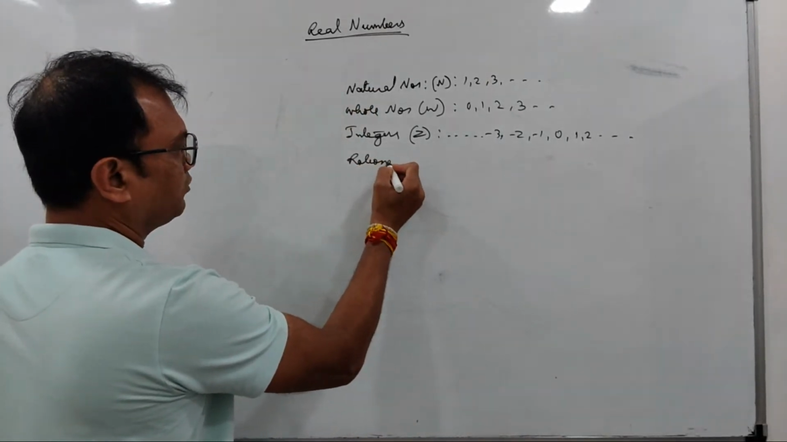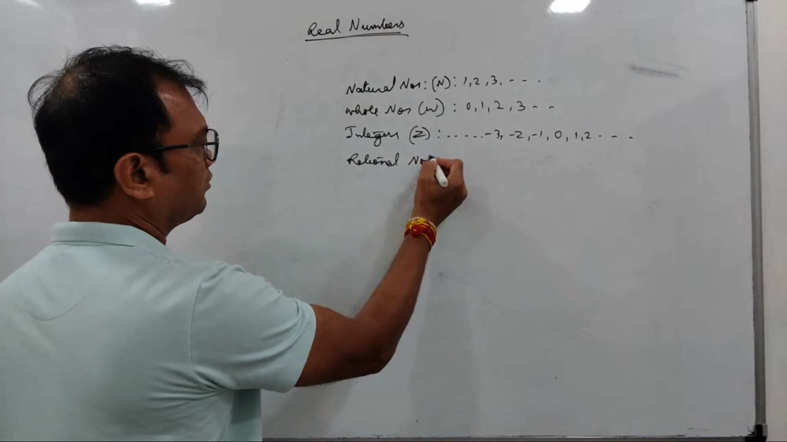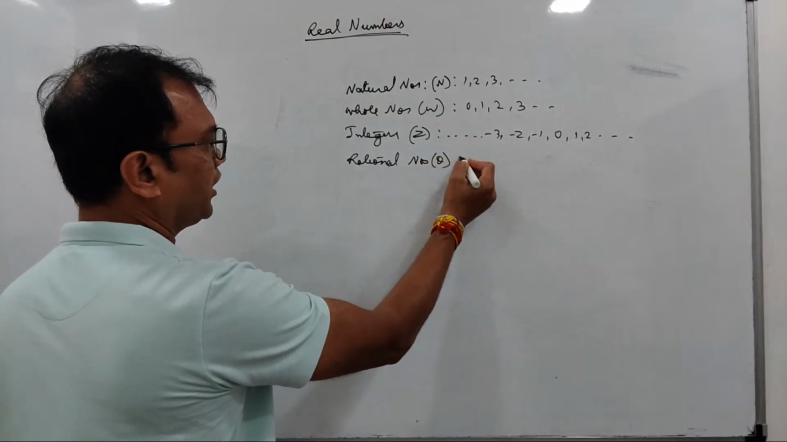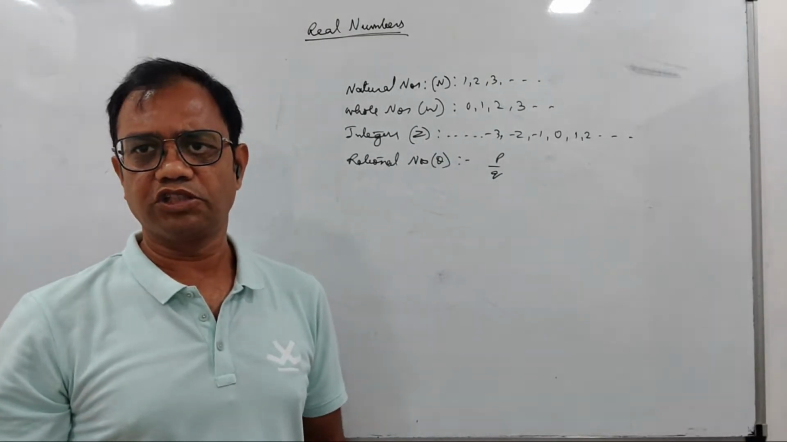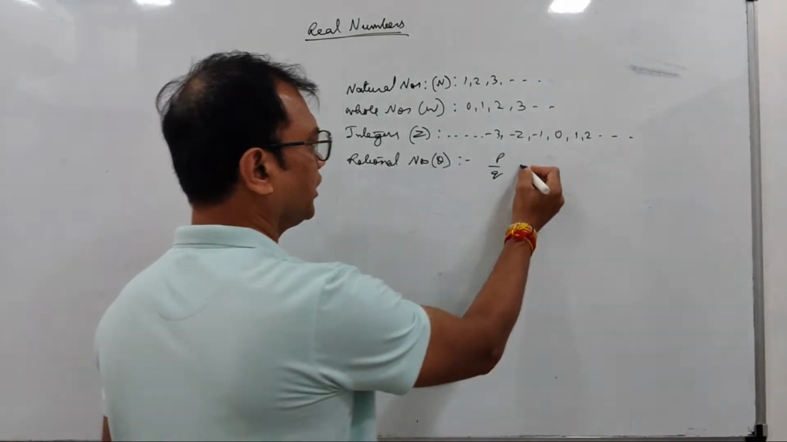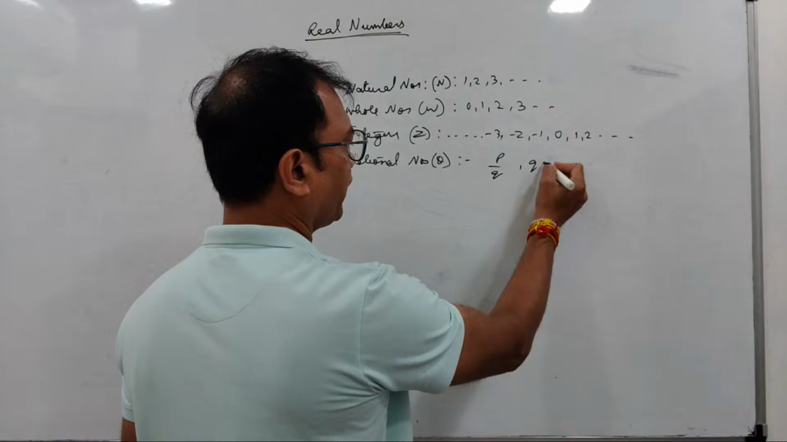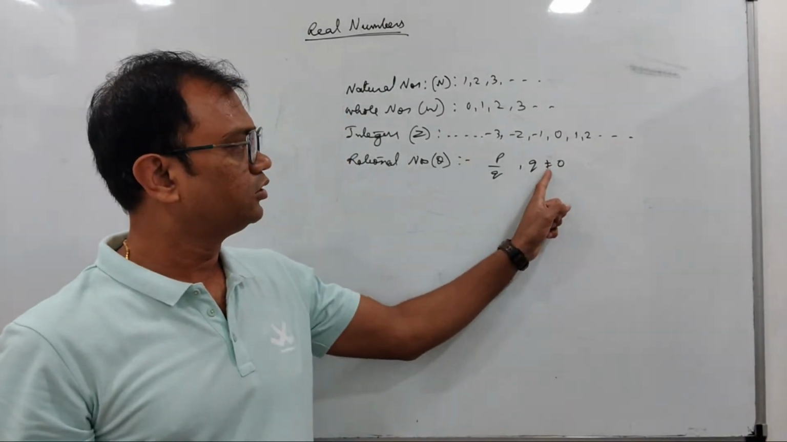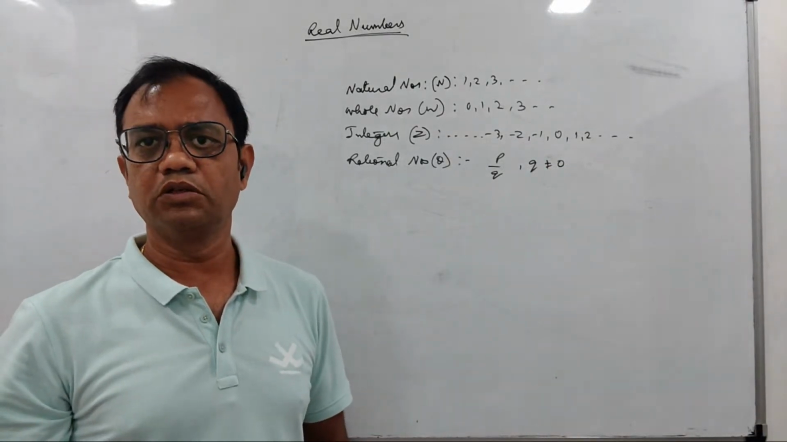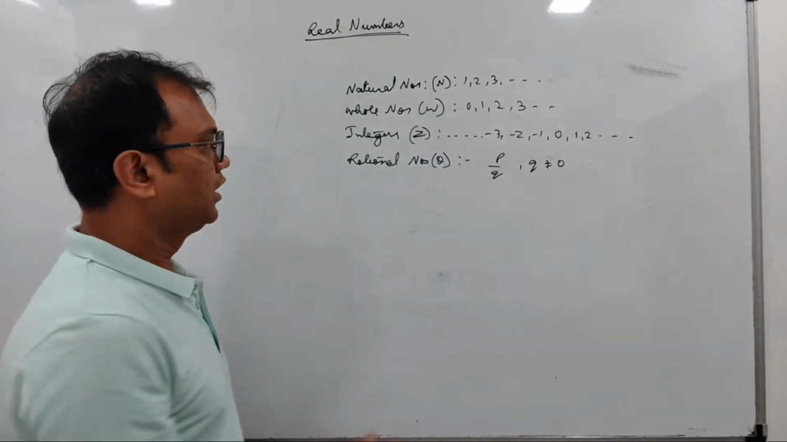Then we have rational numbers. Rational numbers are denoted by the letter Q. Rational numbers, which you have studied in 9th standard, are the fractions. And no fraction is defined with denominator 0. So here we have to write that the denominator is not equal to 0, because it is undefined.